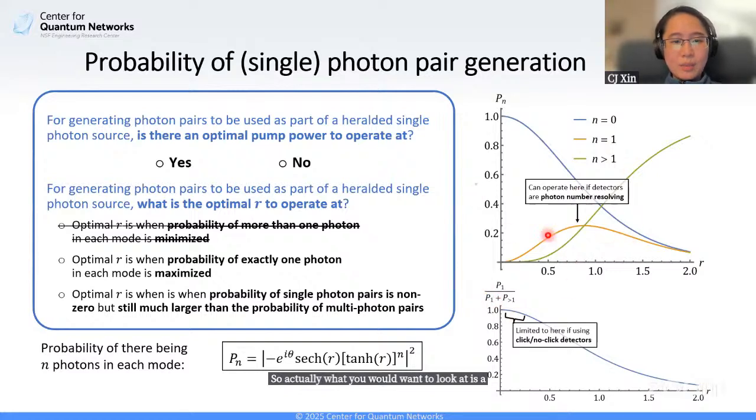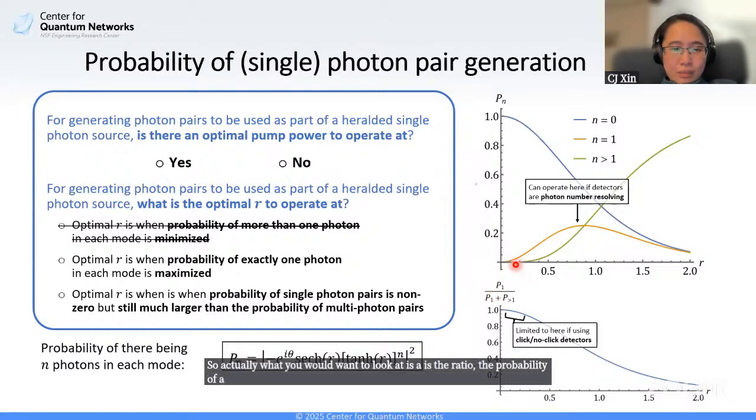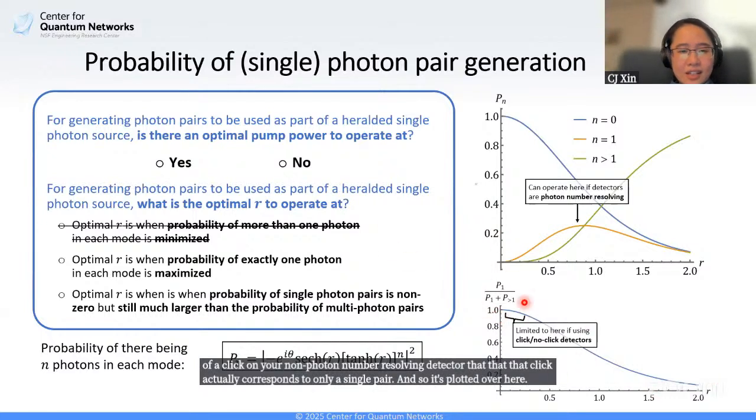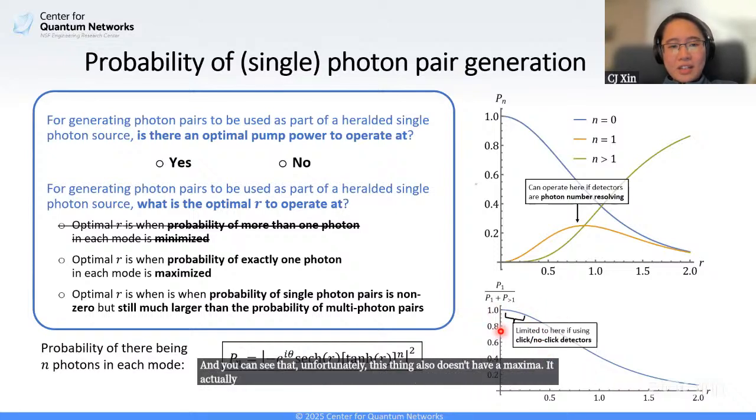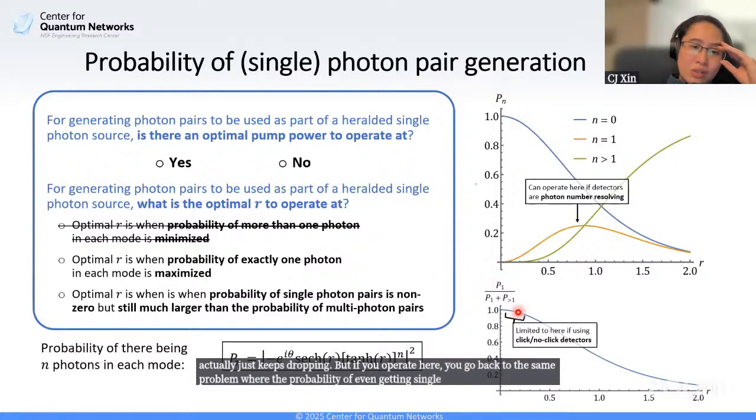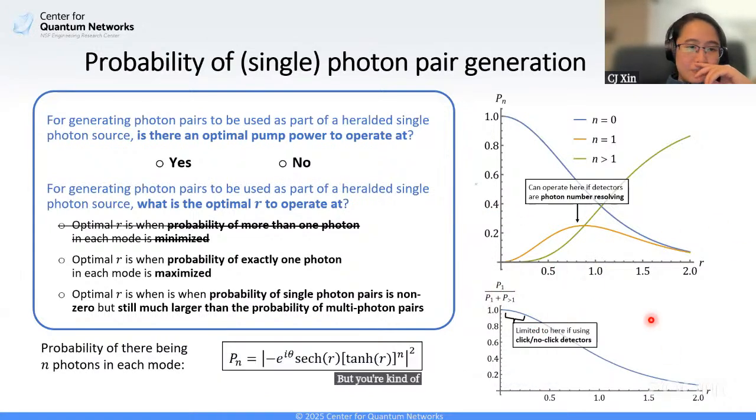So what you would want to look at is the ratio: the probability that a click on your non-photon number resolving detector actually corresponds to only a single pair. And it's plotted over here. You can see that unfortunately this also doesn't have a maximum. It just keeps dropping. But if you operate here, you go back to the same problem where the probability of even getting single pairs is really low. So in reality, you want to operate somewhere here where most of your photons are not multi-pairs, but you're operating in a very restricted region.